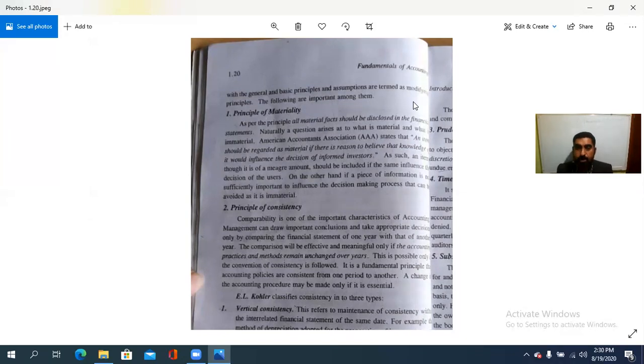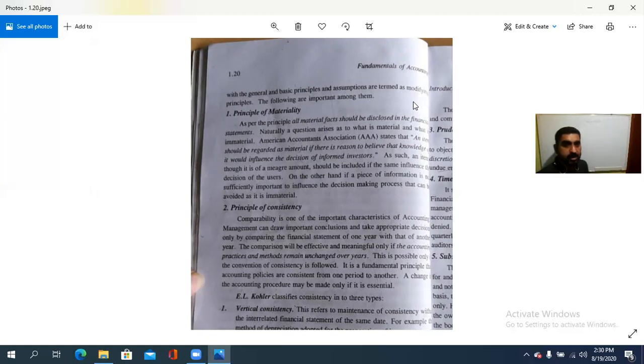What is it that makes an item material? An item should be regarded as material if there is a reason to believe that the knowledge of it would influence the decision of the informed investors. അതിനകത്ത് ഇൻവെസ്റ്റ് ചെയ്തിരിക്കുന്നവർക്ക് അതിനെ പറ്റിയുള്ള അറിവ് ഉണ്ടാകണം. All such material facts should be disclosed in the true way in the financial statement. That is the principle of materiality.